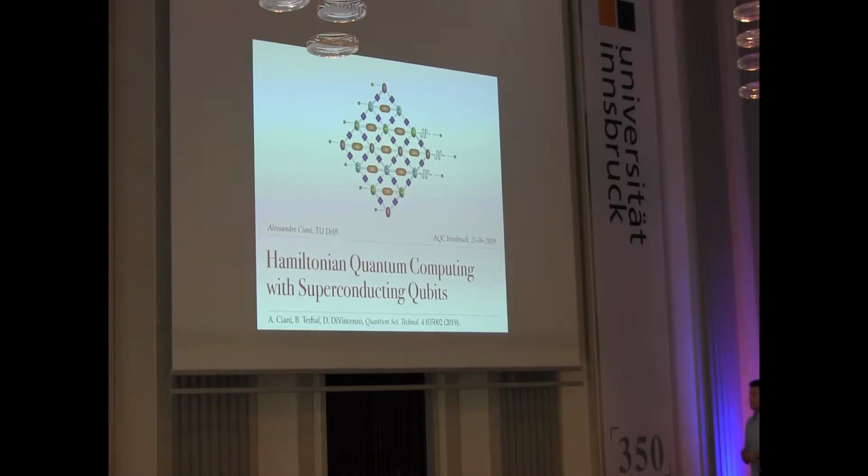So the title of the talk is Hamiltonian Quantum Computing with Superconducting Qubits, and it is basically based mostly on this paper that we recently published. And it is a work that I've done partially where I was before in Aachen and where I'm now at TU Delft. So the talk is a theory talk.